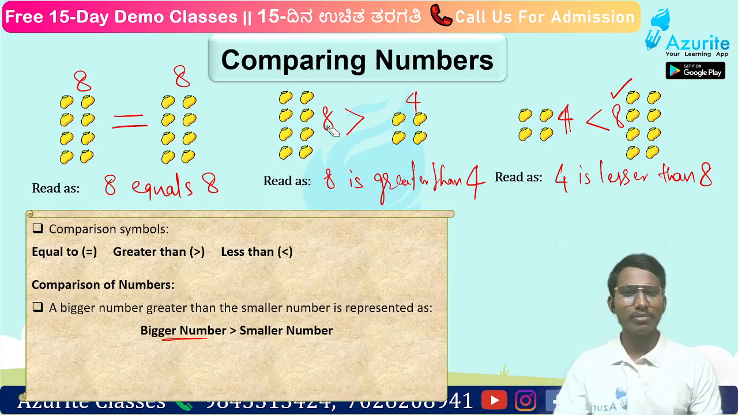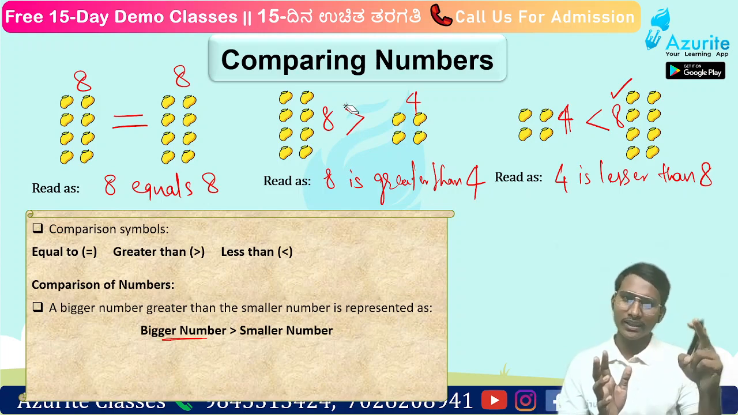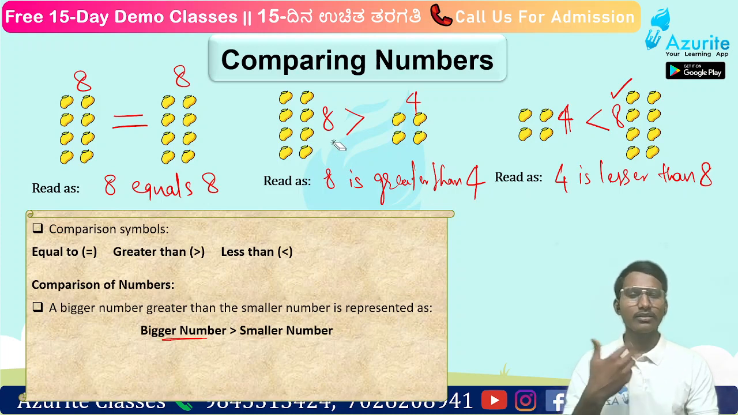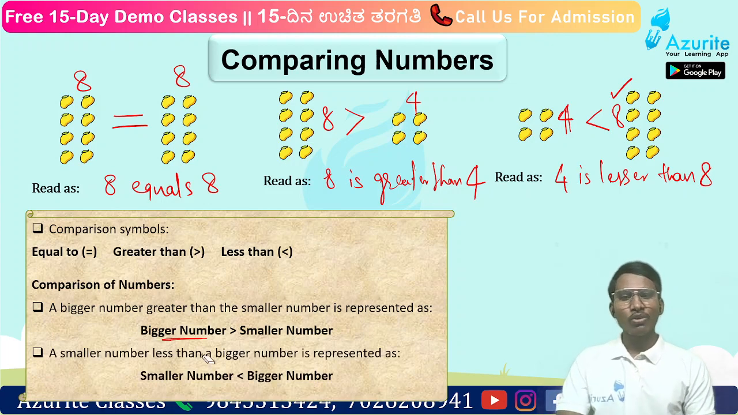If the first number is bigger, what we have to do? We have to start from that and come back to it, right? Then 8 is bigger, that is greater. So greater than, that is how we have to read. 8 is greater than 4. Got it? Here a smaller number is less than a bigger number, and it is represented as the first smaller number, then the less than symbol, and then the bigger number. That is how you have to read.